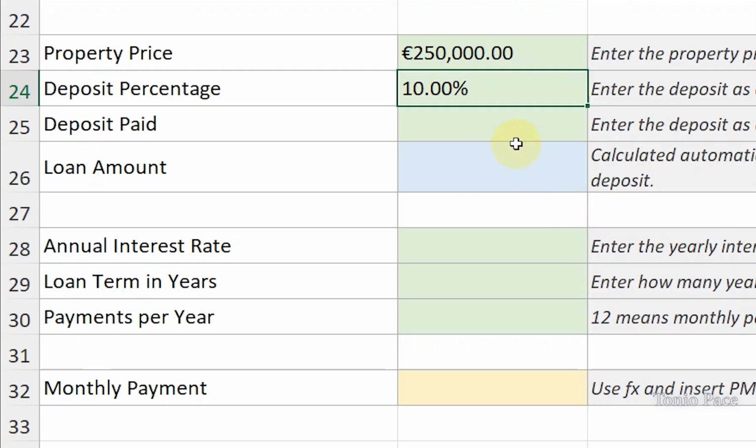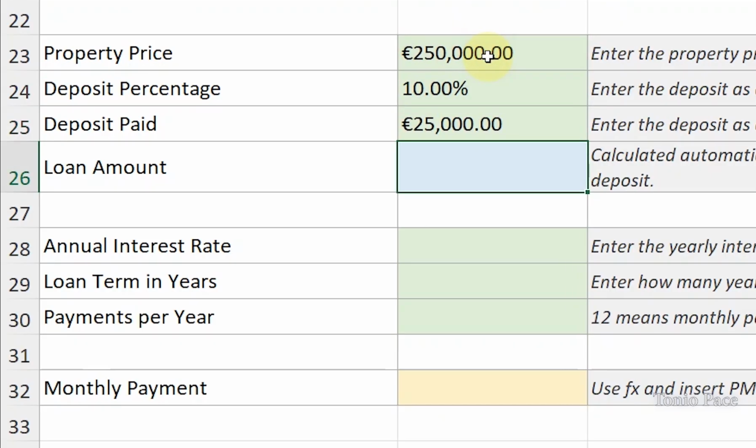In cell B25, calculate the deposit paid by multiplying the deposit percentage by the property price. In cell B26, calculate the loan amount by subtracting the deposit paid from the property price. This formula reflects the financial reality. The loan is not the full property price. It is the portion that remains after subtracting the deposit.